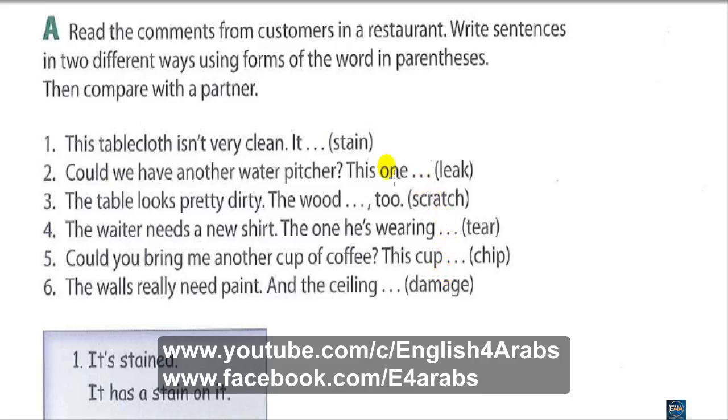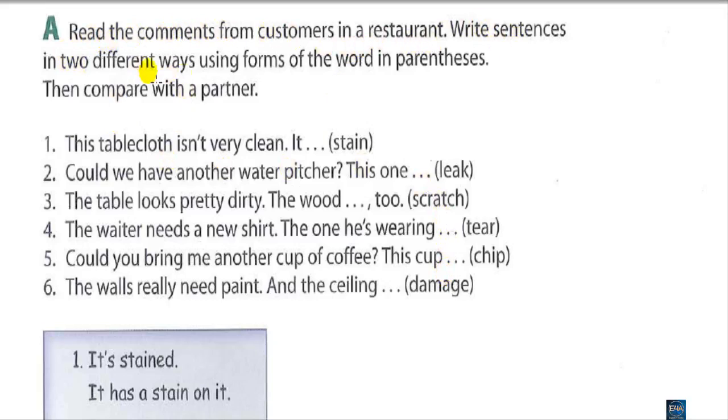Now, in this exercise, we read the comments from customers in a restaurant. Write sentences in two different ways, using forms of the word in parentheses, then compare with a partner. So in this exercise, you have the complaint, and you try to make it in a different way. You use the PP, past participle, as an adjective, or you can use the noun.